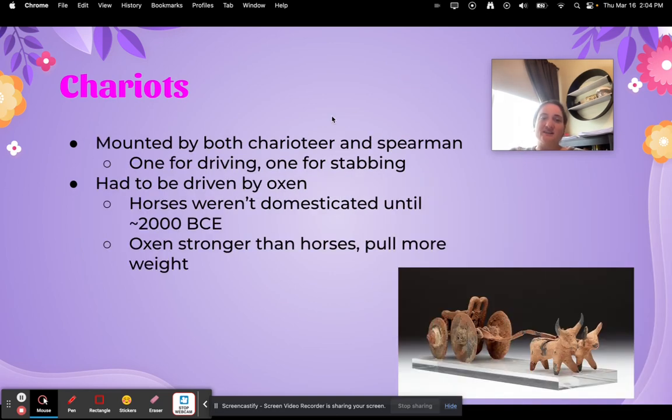So chariots, the cool thing about them is they held 2 people. Later on, they'll hold like up to 4 people, but earlier versions it's 2. So mounted by both a charioteer who would steer and a spearman. So one for driving and one for stabbing. It is also, like I said before, driven by oxen. So here's like a little picture of an oxen pulled cart.